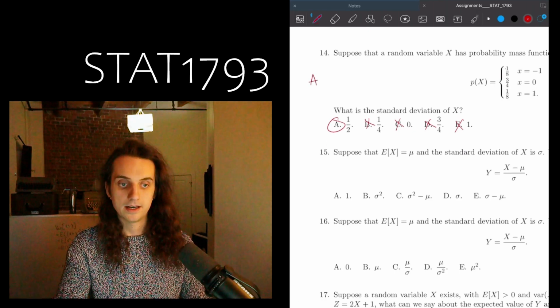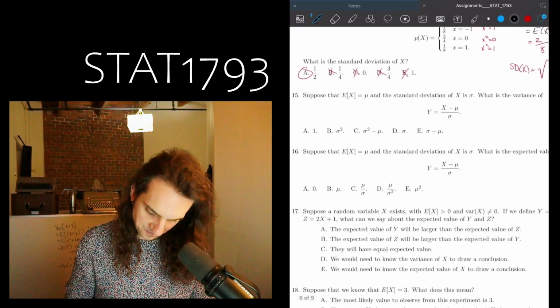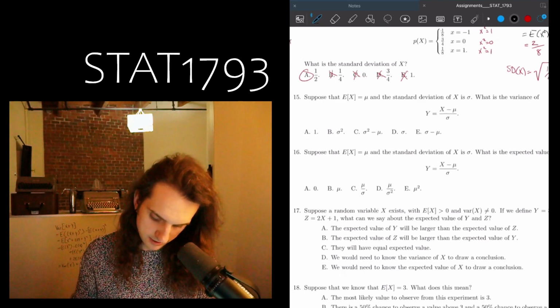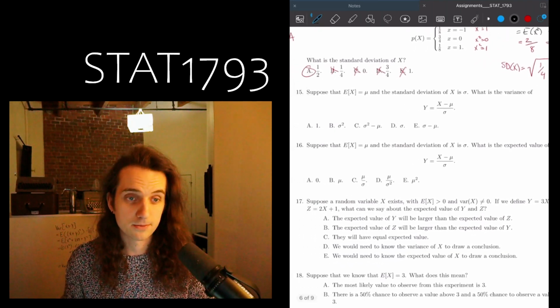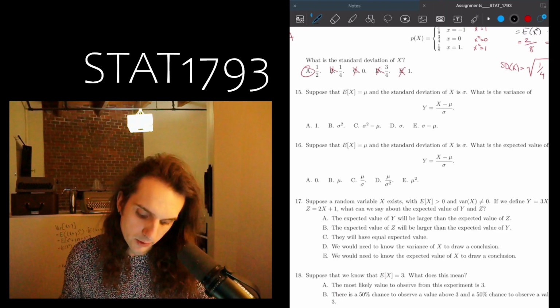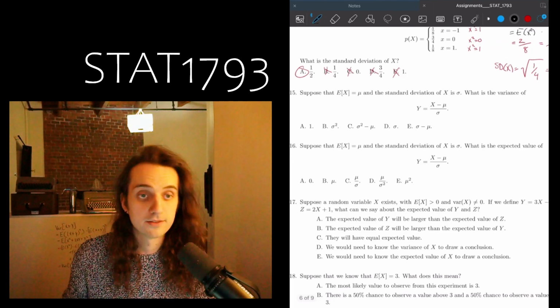Okay. All right, so question 15. We're getting near the end here, so hopefully you're still coming along well. And 15 and 16 actually appear to have to do with the same type of setup, so maybe that'll be helpful for us. Suppose that the expected value of x is equal to mu, and the standard deviation of x is sigma. What is the variance of this term?